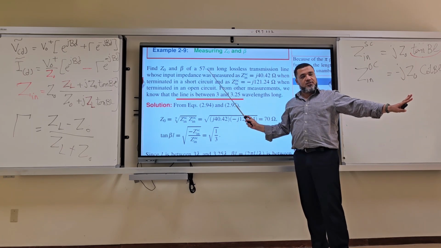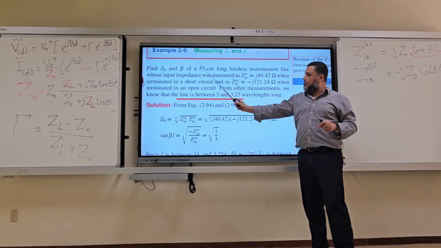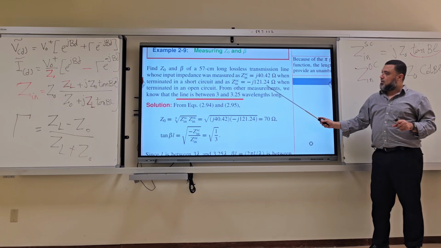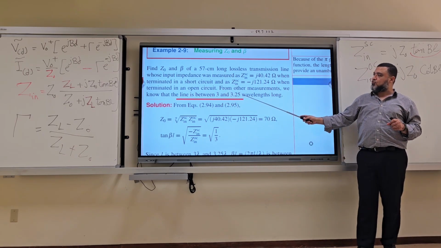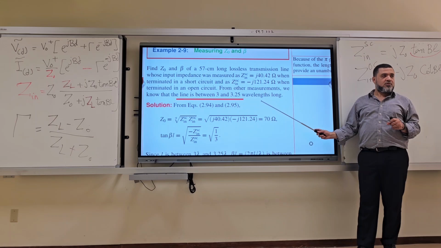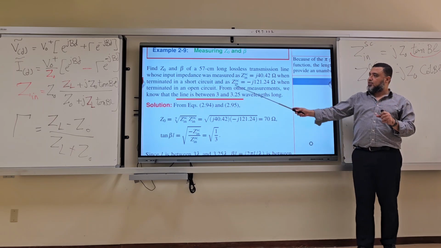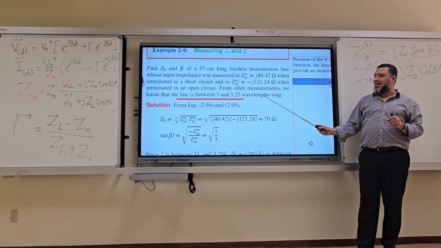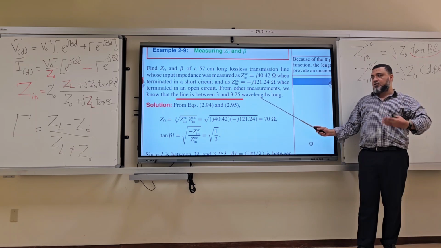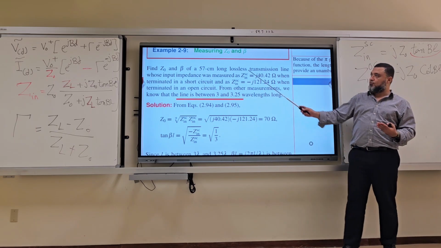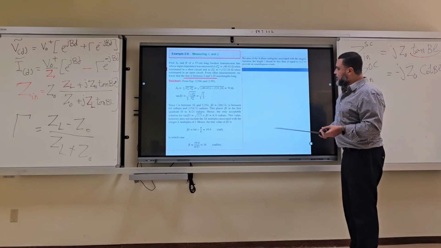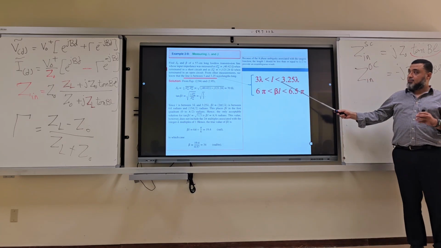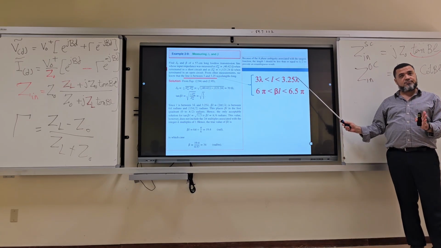So we'll use the same two equations, Z0 and tan beta L. But they give you information here that the transmission line is between 3 and 3.25 lambda. The transmission line is between 3 and 3.25 lambda. So your answer should be within this range. When you find the beta, you must consider this range. So the information given here is that L must be between these two guys.